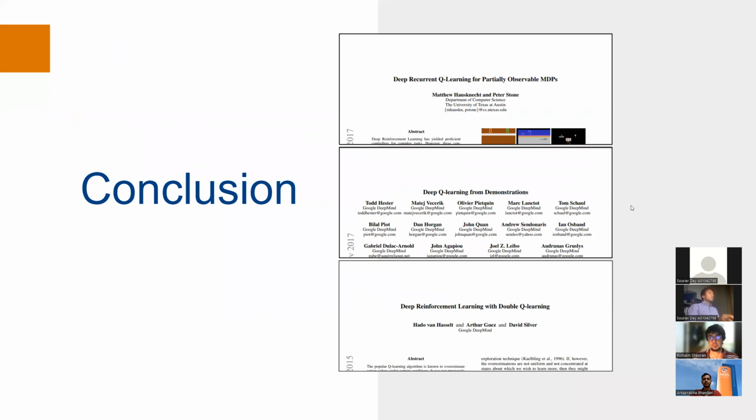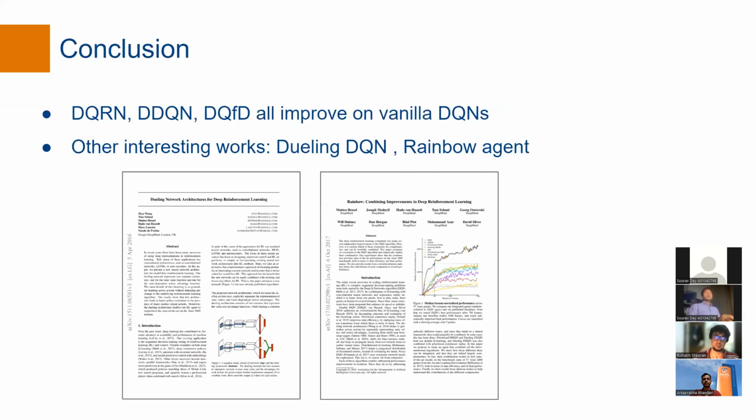And so to round things off, just have a quick conclusion to summarize everything that we have had so far. So as part of this project, we revised and implemented the code for DQN, DRQN, DDQN, and DQfD. And they've all shown that they improve on vanilla DQNs in different aspects.